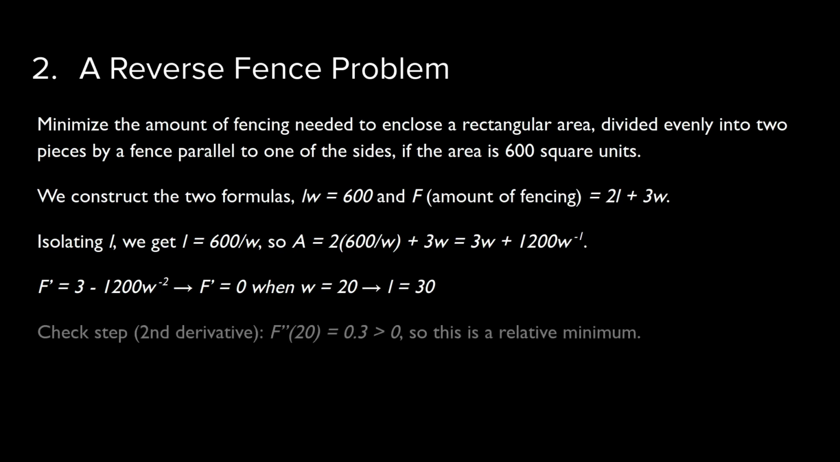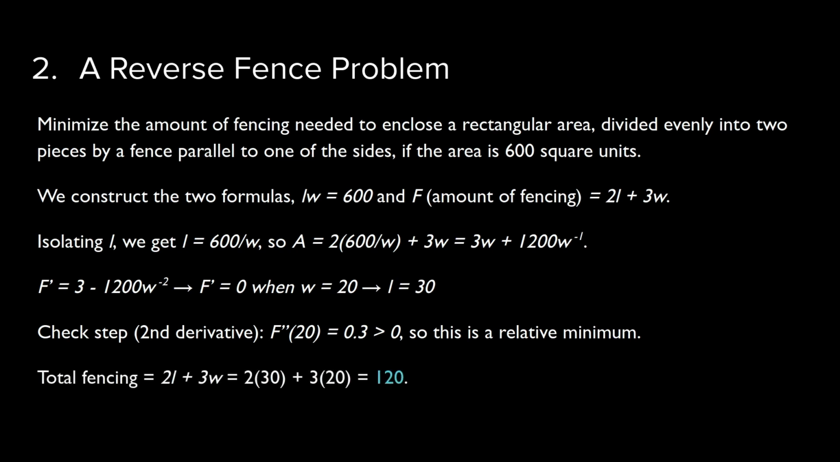We double check, take a second derivative, and F double prime of 20 is 0.3, which you can verify for yourself that it's true. And if greater than 0 means it's a relative minimum for the amount of fencing. And finally, we calculate the perimeter, and we plug in 2L plus 3W, and it's going to be equal to 120.